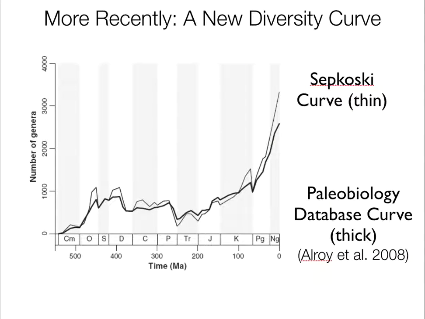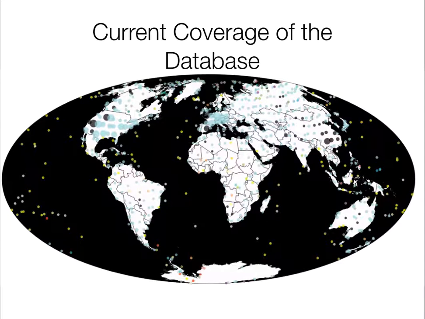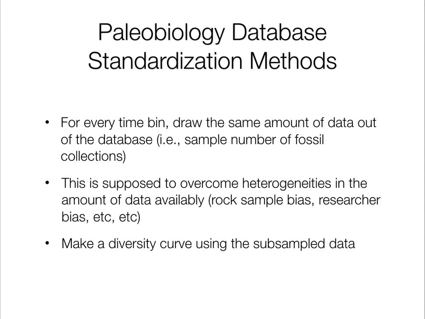So if we look at the PBDB data versus Sapkowski's data, the PBDB data, just their raw diversity data, is in black, and Sapkowski's is in the thin line. So they're pretty similar. There's some subtle differences, but they match up pretty well. So here's the current coverage of the database. You've already seen it. It's pretty much global.